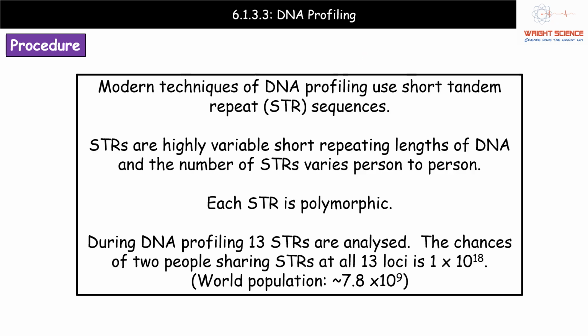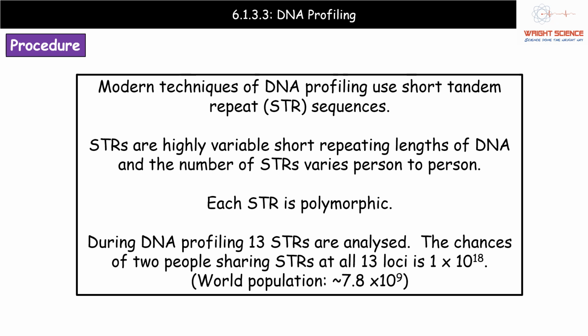If we think about the current technique for DNA profiling, then what we use are these things called short tandem repeat sequences, STRs. Now, STRs are highly variable short repeating lengths of DNA, and the key thing about these is that the number of them varies from person to person. So not only do we have this polymorphic nature of each STR as an individual, but the number of those STRs is going to change from one person to the next. When we think about how many of these we will use in a DNA profile, then it's 13 that we currently use.